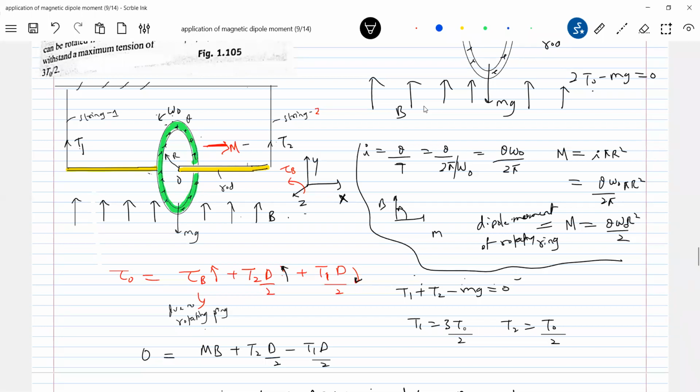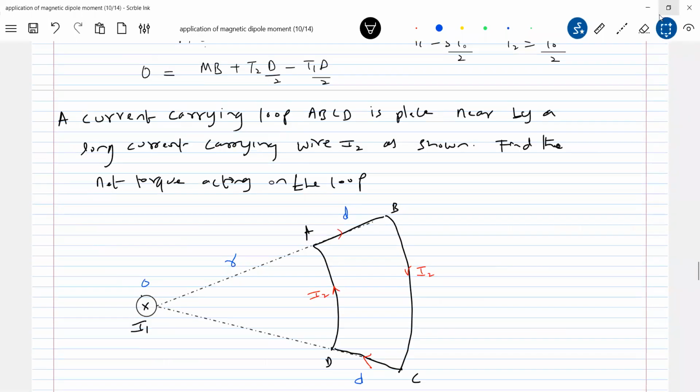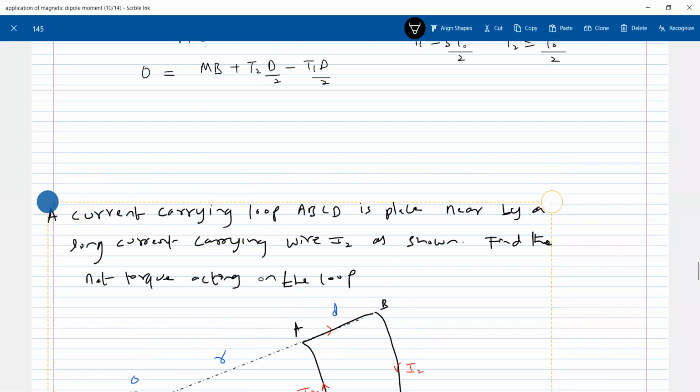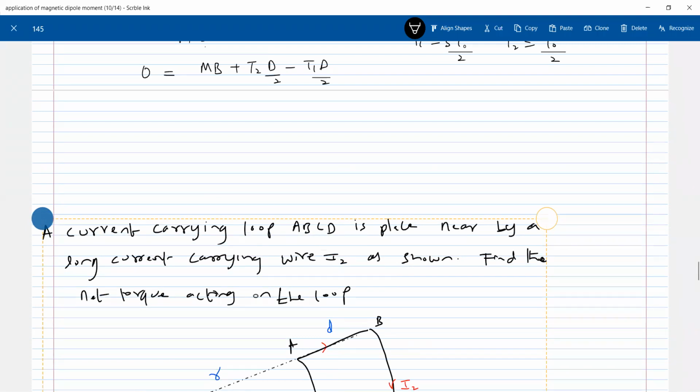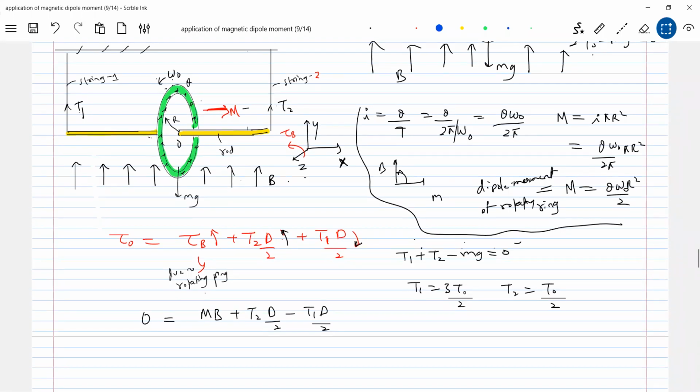So substitute the value of m. Let's substitute all the values. So this should be equal to 0, where m is equal to q omega naught r square by 2, plus T2, which is T naught by 2, times d by 2, minus the T1 term. Solving this, we'll get the expression for omega.